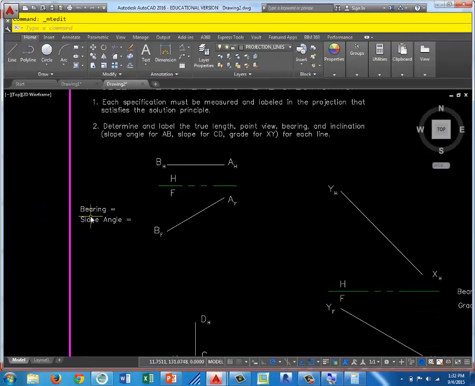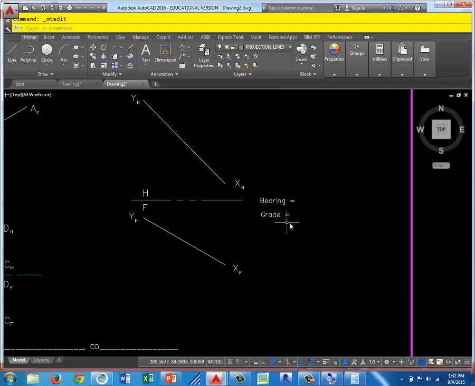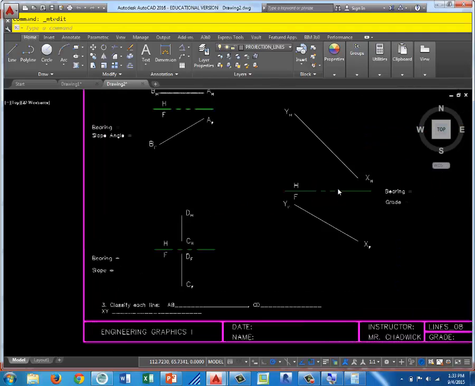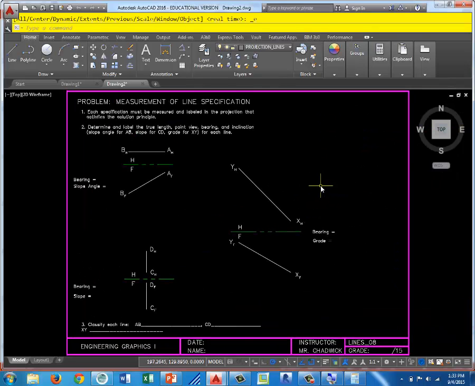So do note this one you're going to do the slope angle. This one, grade as a percentage, and then this one, slope as a decimal, and then finally classify each one. Frontal, horizontal, profile, vertical, oblique. And that'll be it for today, just these 2. So as always, let me know if you run into any questions.